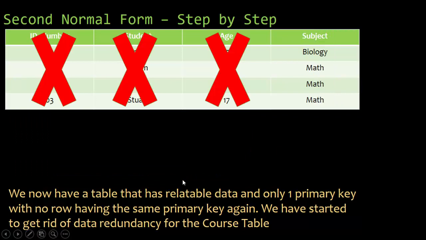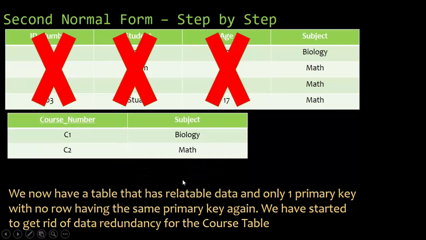Now, we need to do the subject table. Now, we don't need math 3 times. That is data redundancy. Well, I can tie each of these different subjects to a course number. The subject has nothing to do with the ID number, the student, or the age. So I put it into a separate table. I have the course number 1, which is biology, course number 2, which is math.